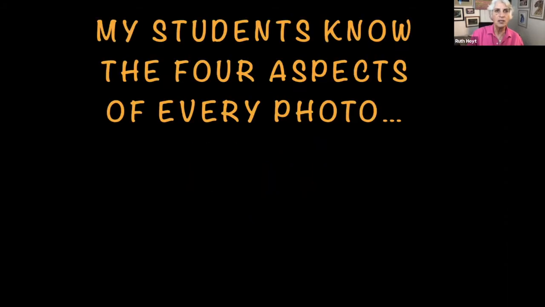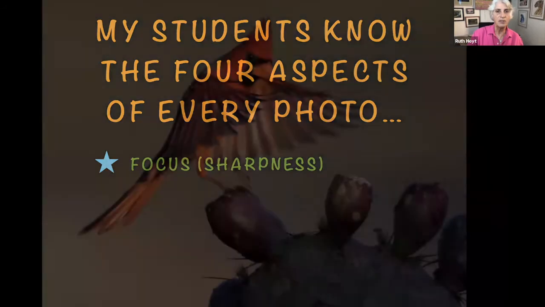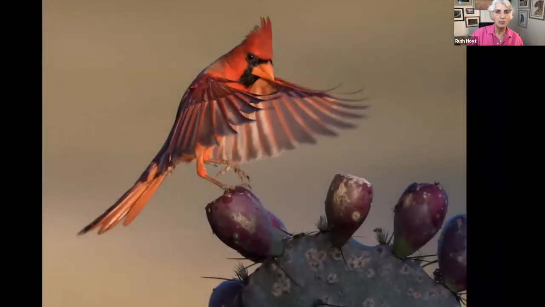Know your photo basics. Some of you have seen me talk about these things before, but my students know the 4 aspects of every photo, whether you're looking at a photo or you're making a photo, doesn't matter. The first thing you need to notice is whether the picture is in focus. Is it sharp? And so I'm showing examples of each of these things. This picture is sharp. You look in the bird's eye and you can see the highlight in his eye is very sharp.